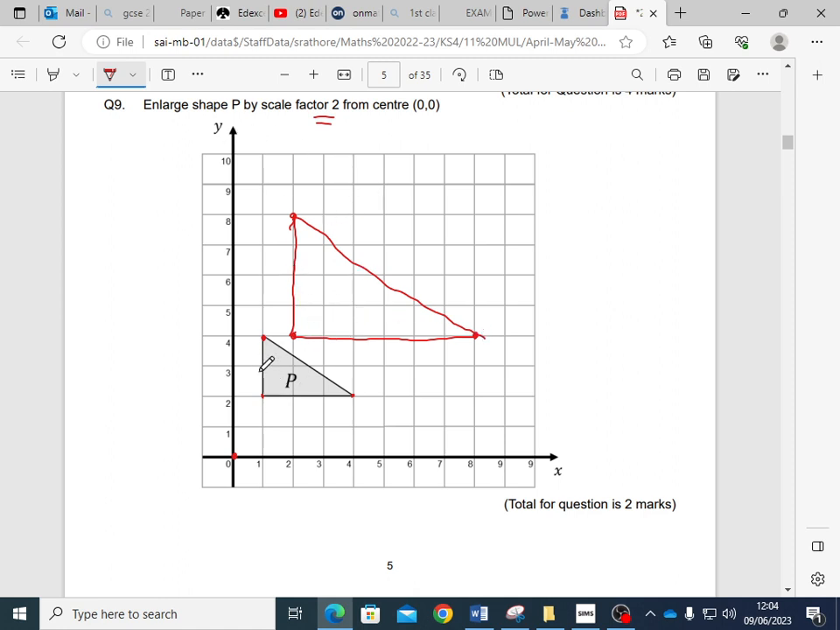Now double check it. That should have been doubled, so there should be 4 here, and that 3 should be doubled, so there should be 6 here. I'm happy with that. So that's enlargement with center point.